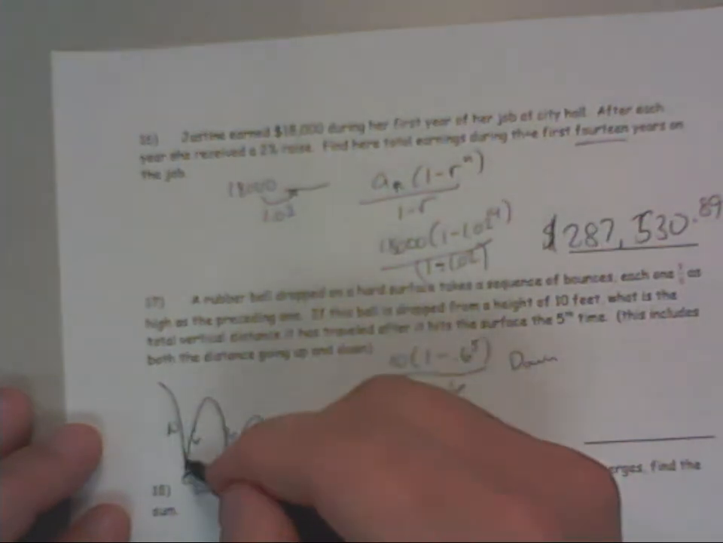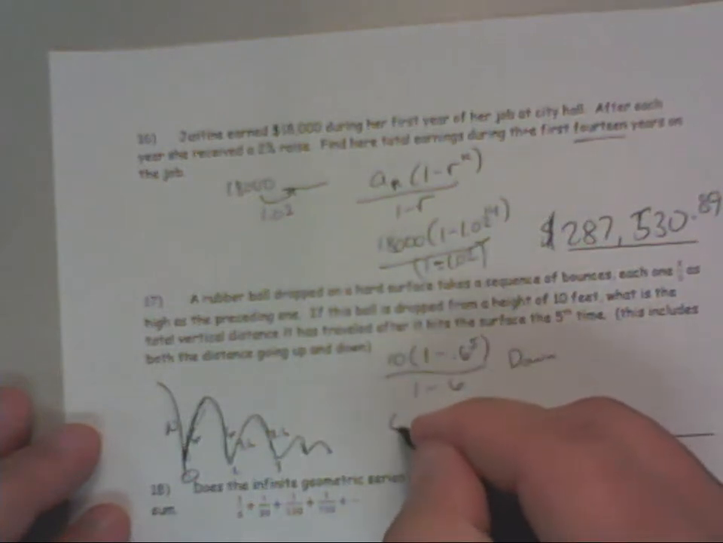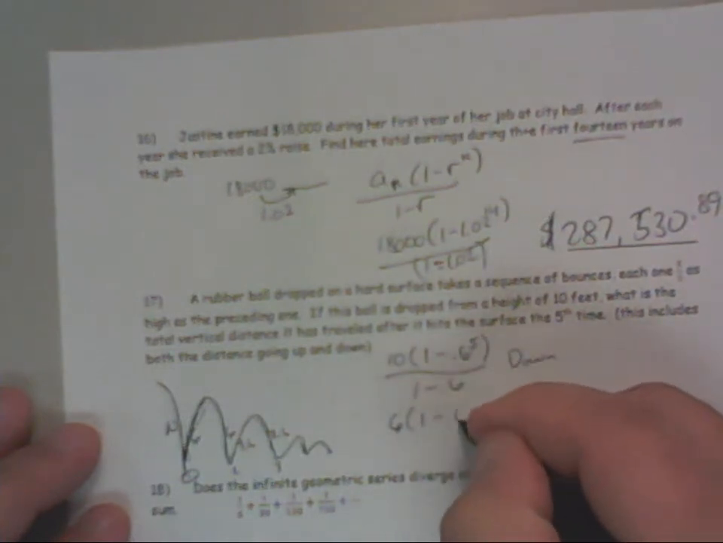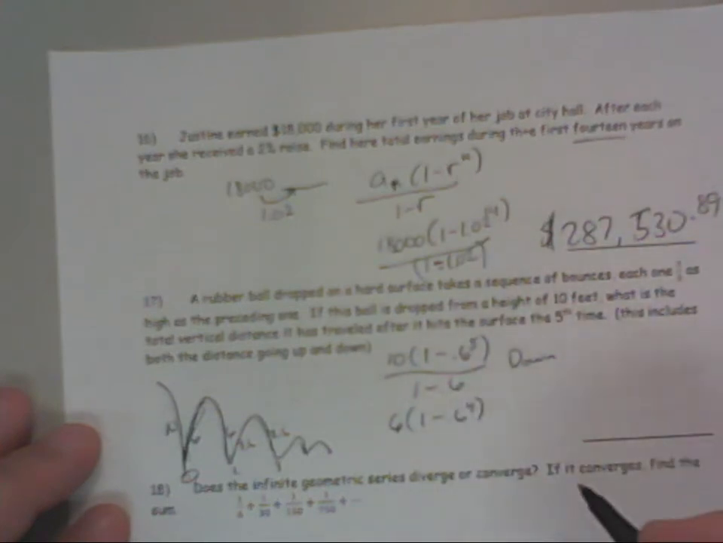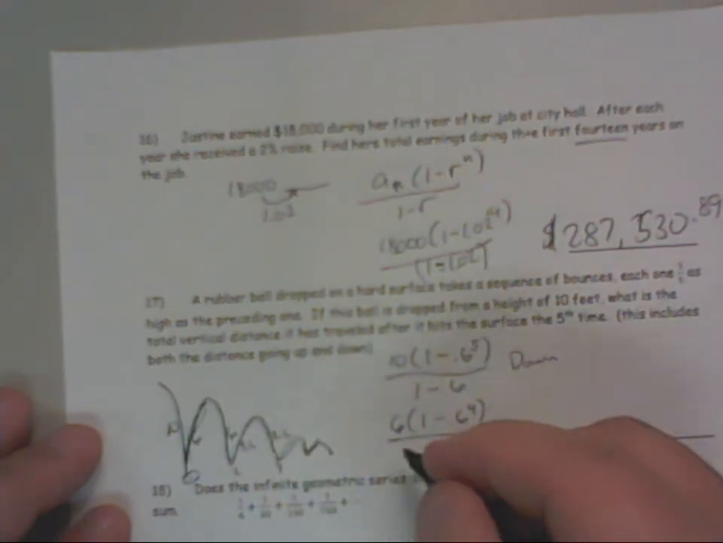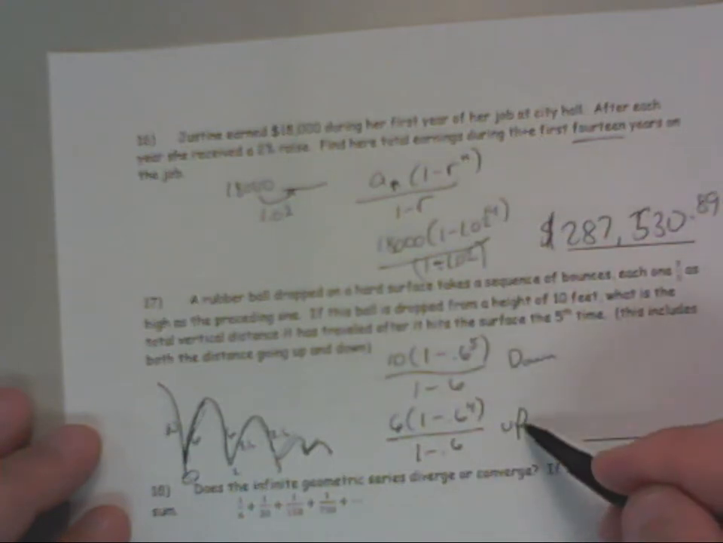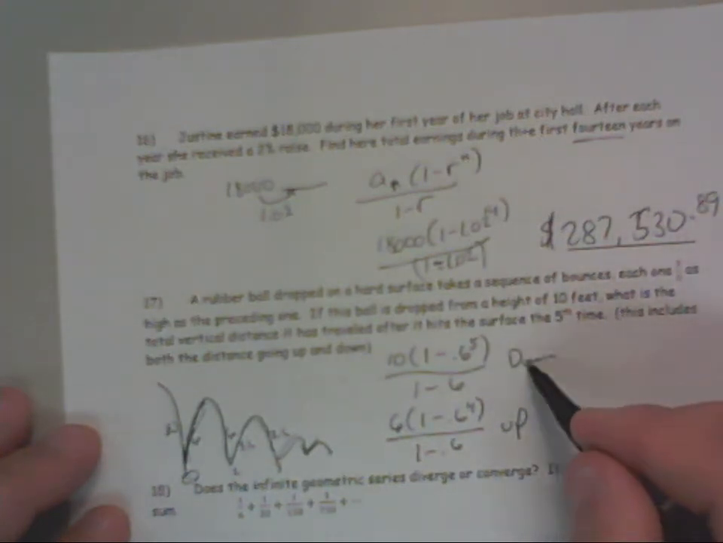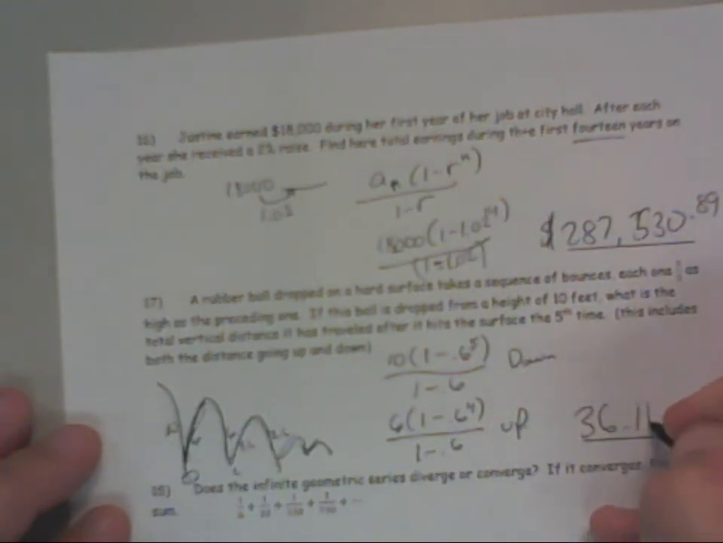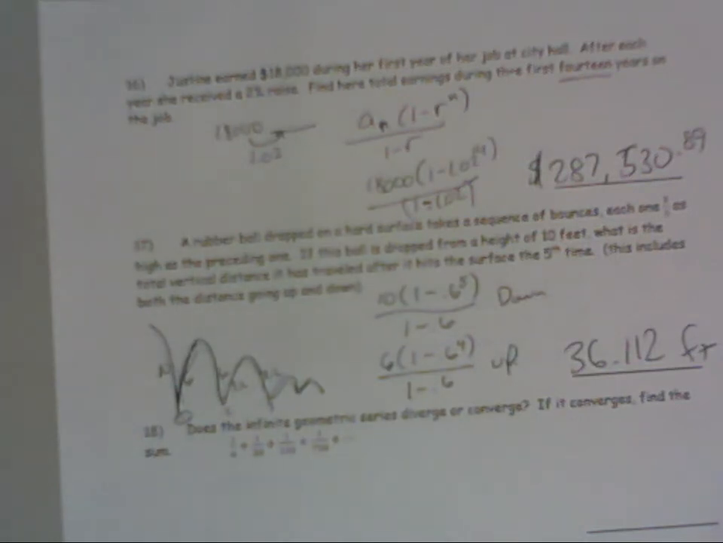But then it also goes up. But the first time it goes up, it only goes 6 feet. So the initial term is 6. We're going to multiply that by 1 minus 0.6, but this time only to the 4th power because it only goes up 1, 2, 3, 4 times, over 1 minus 0.6. And this is how far it goes up. And then if we add those two things together, I think this is 23 point something, this is 13 or 12 point something. When we add them together, we get 36.112 is the total vertical distance, including the up and the down distances.